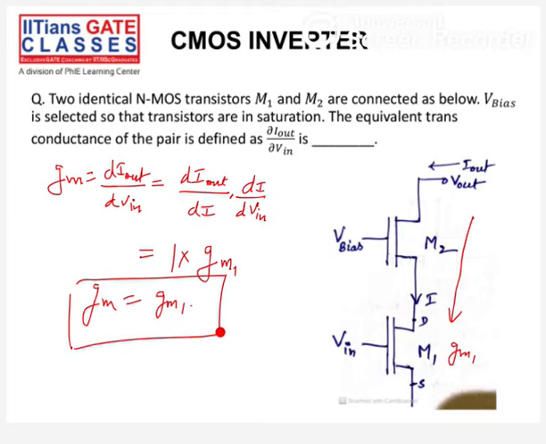So in this circuit, M1 is in common source configuration, which I already told. It is common source configuration, and this is common gate configuration. M1 is in common source and M2 is in common gate configuration. So the interconnection of the common source and common gate configuration is known as cascode connection. So this connection is known as cascode.